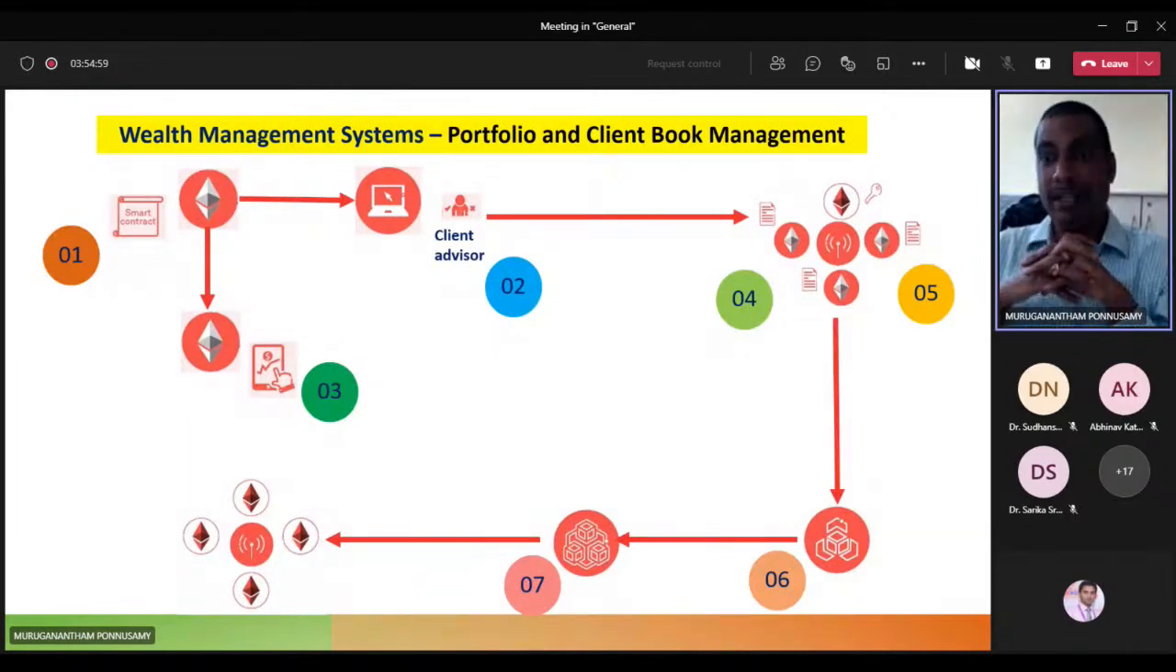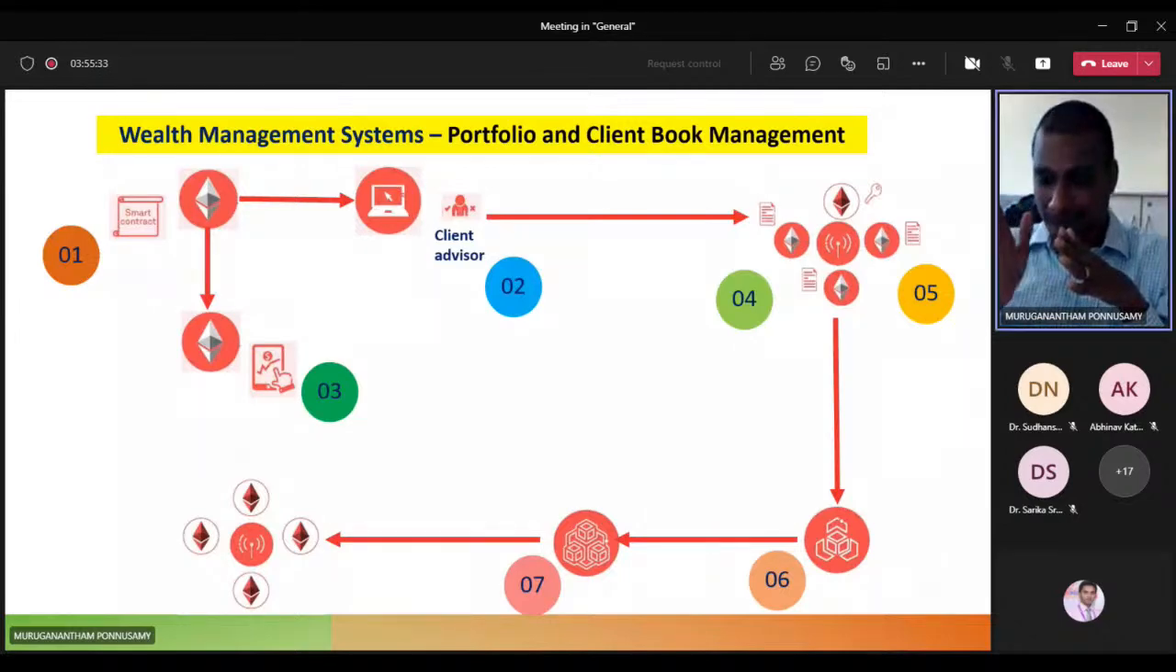The only thing, the data is stored in multiple places and it is in a continuous chain manner. Even if the client advisor wants to correct, it is not possible in the existing block.